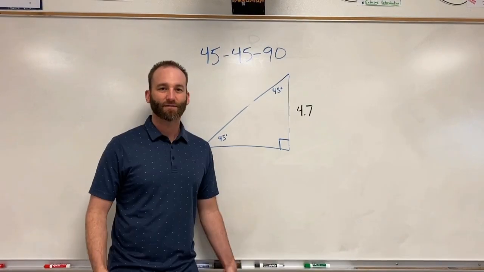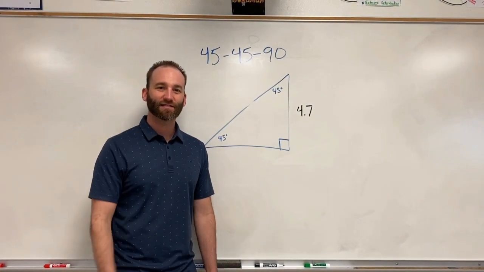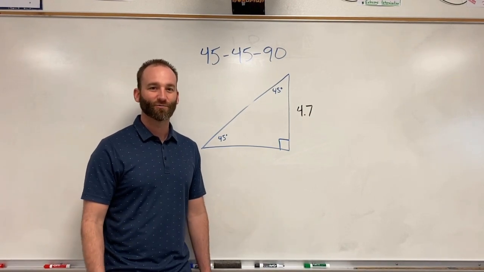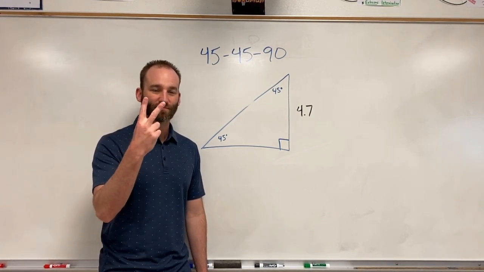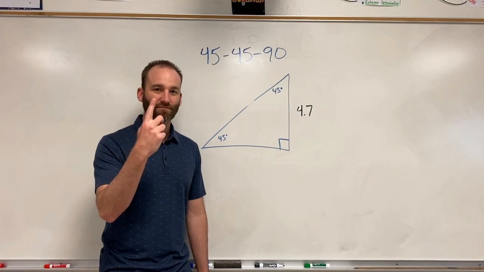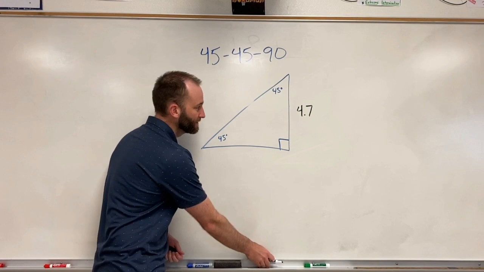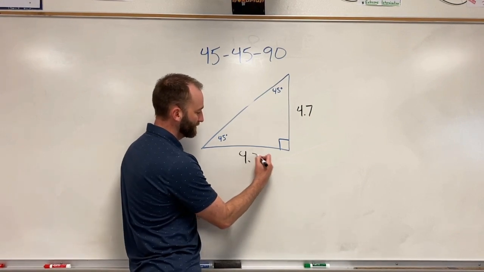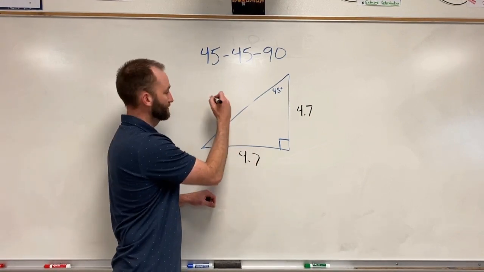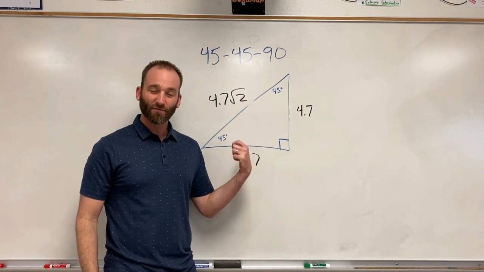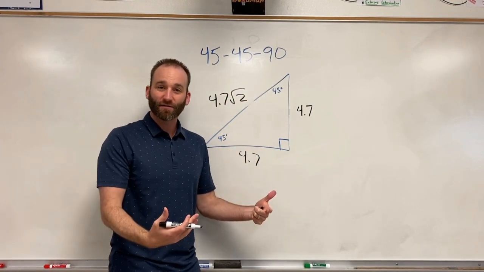Is that pretty simple? Now that you have the pattern, take 2 seconds and fill in the missing sides of this triangle. Ready? Go. This bottom one would have to be, that's right, 4.7, which makes the hypotenuse 4.7 root 2. That's pretty simple, and that one's not too bad. The other one can be a little more challenging.